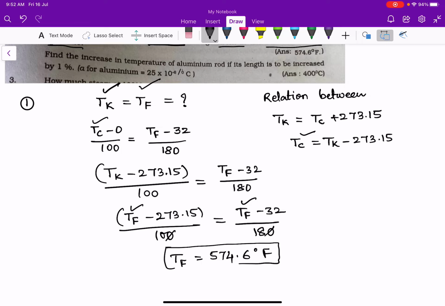Both scales will show the same reading at 574.6 degrees. Solve this, you will get this answer. Okay, now I am going to solve problem number 2.